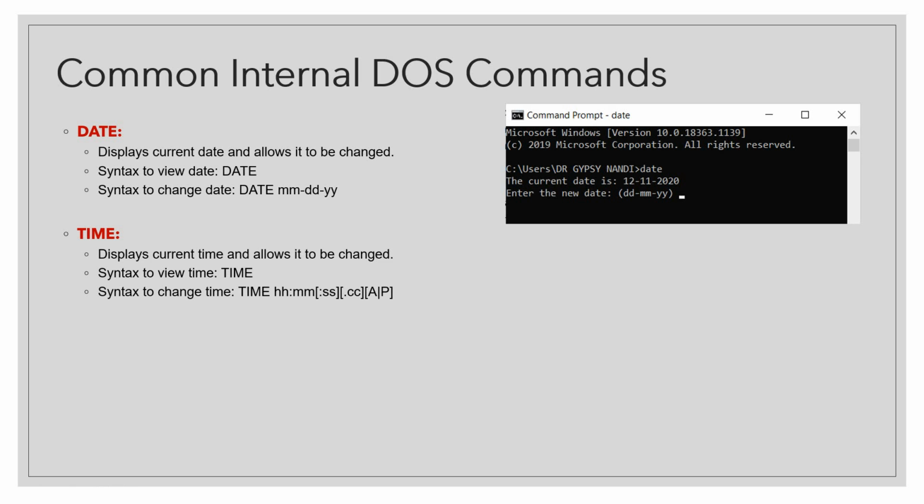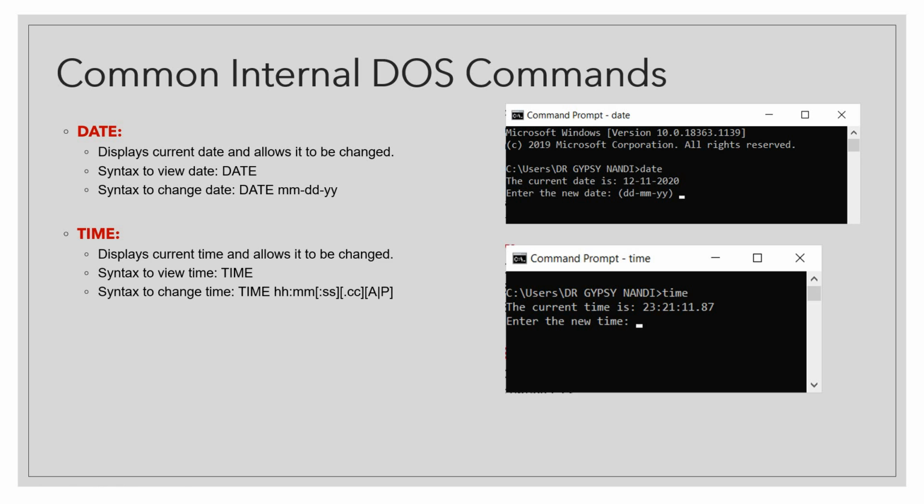Similarly, you can try out time. Just give the time command. Let's see in my command line, I have typed the command time and pressed enter. It showed that the current time is 23:21:11.87, so it's a 24-hour format. You can guess at what time I tried: 23 hours, 21 minutes, 11 seconds, and 87 hundredths. It also shows enter the new time.